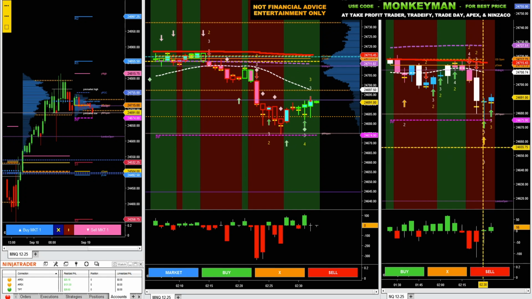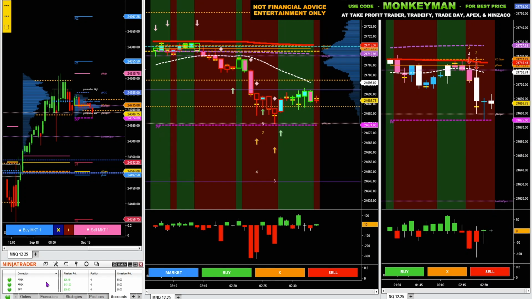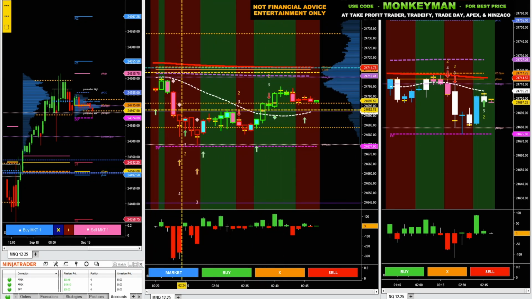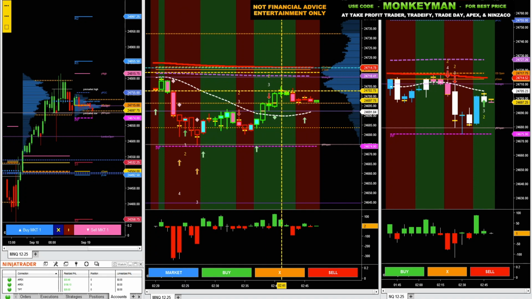A washout signal here. Just had to reconnect the Apex accounts. They got disconnected for some reason. Just grabbed another short as we were pulling back up here. We had a very nice move to the downside. Got a pullback.